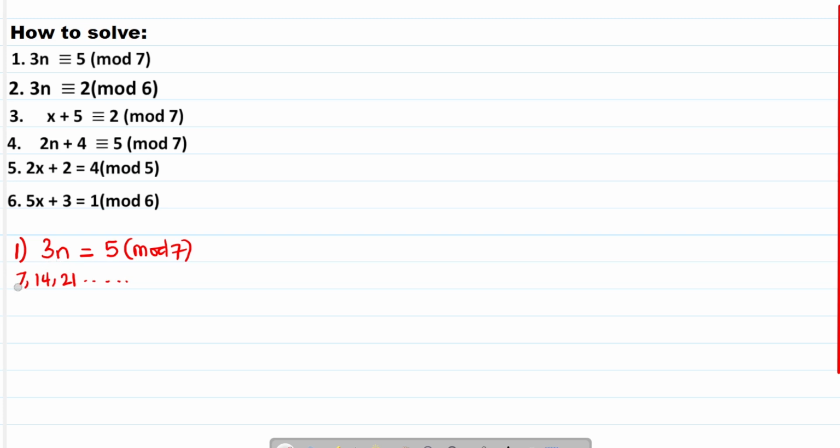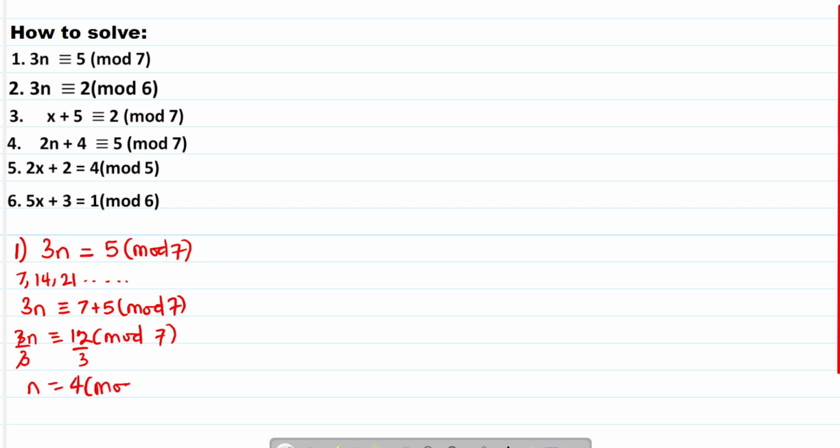So if I add 7, the first multiple of 7, to 5, that will give me 3n is congruent to 7 plus 5 mod 7. Now this will give us 3n is congruent to 12 mod 7. So now we can divide both sides by 3. If we divide both sides by 3, n will be equal to 4 mod 7. So this will be our solution for n.